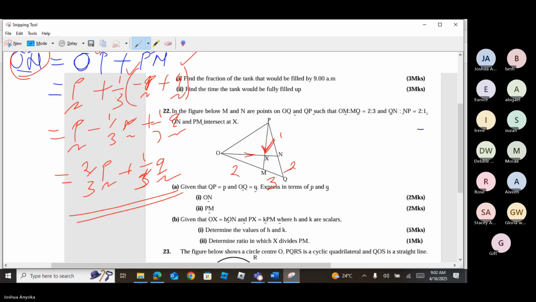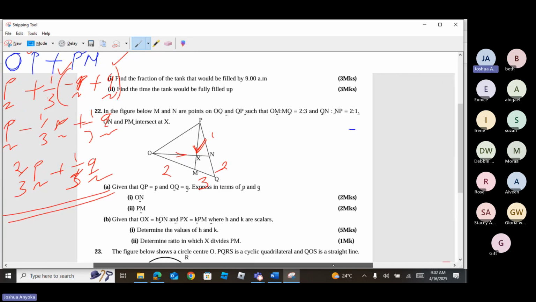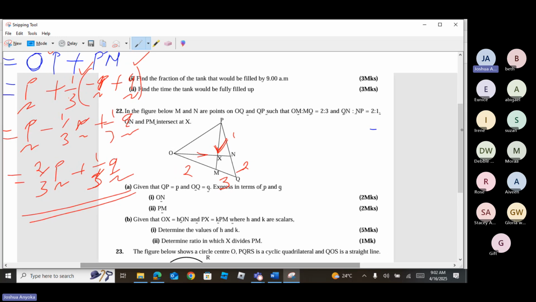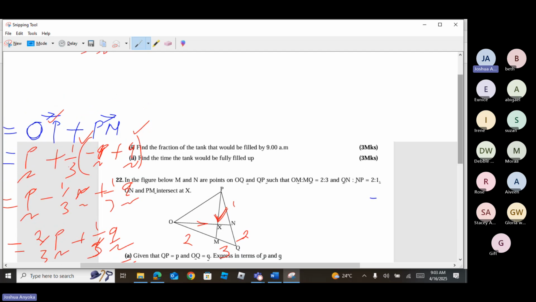PN. Vector PM. So PM, we start from P, we go to O, and from O we go to M. So it is equal to PO plus OM.